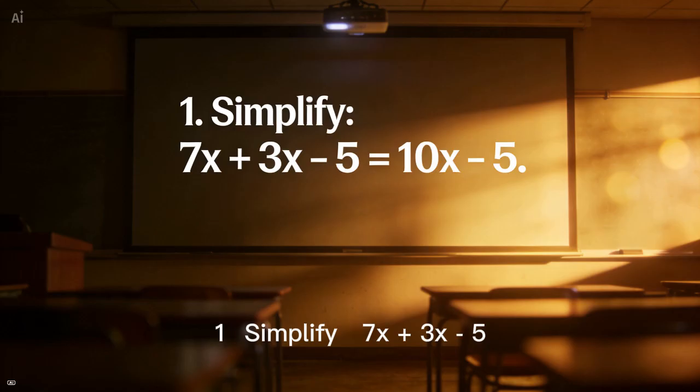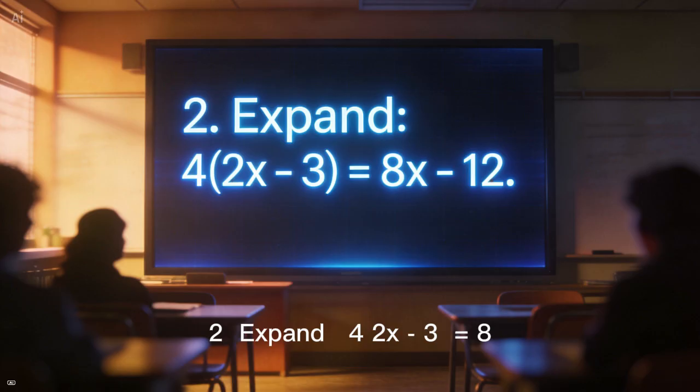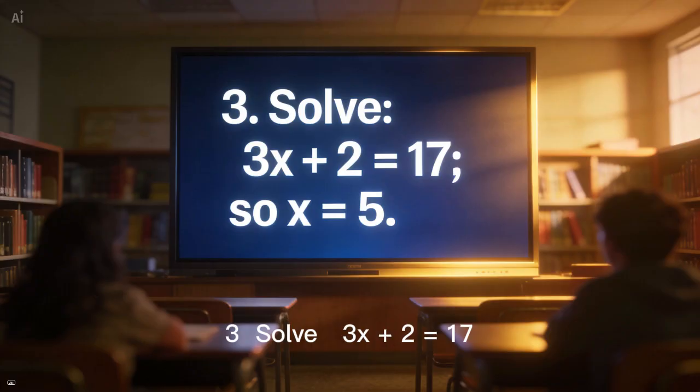Answers. 1. Simplify. 7x plus 3x minus 5 equals 10x minus 5. 2. Expand. 4(2x plus 3) equals 8x plus 12.